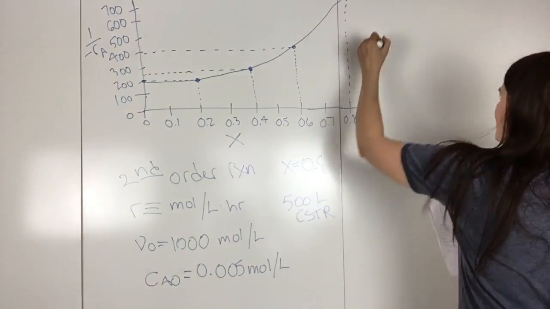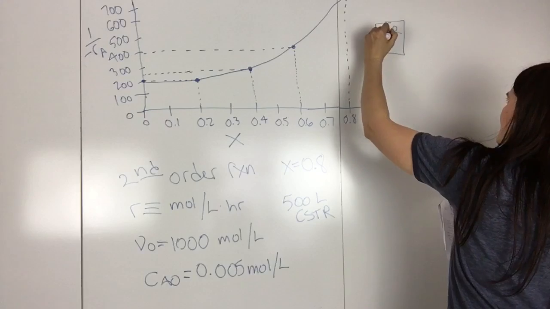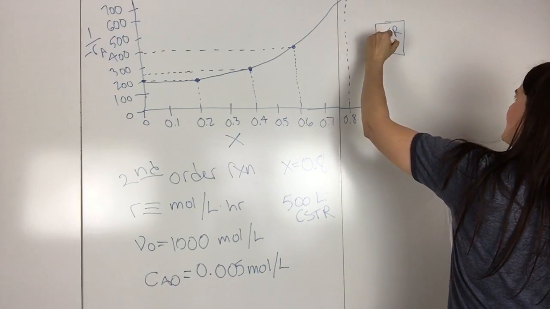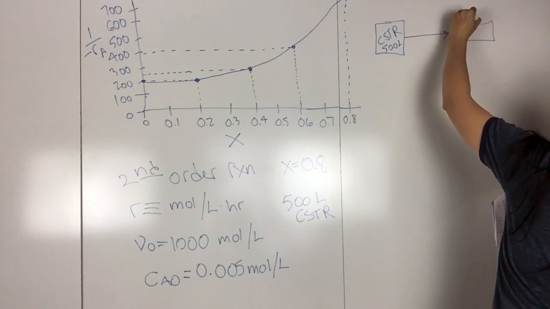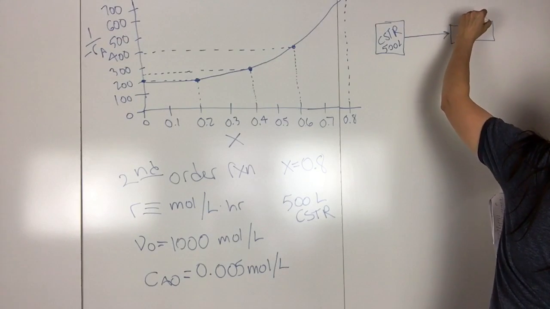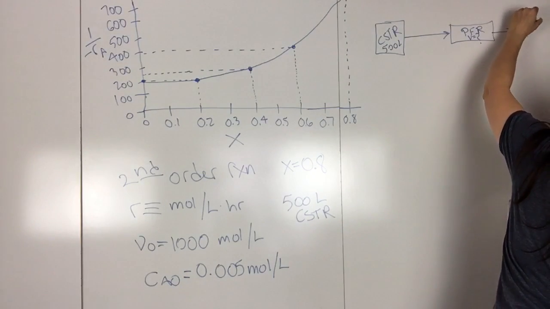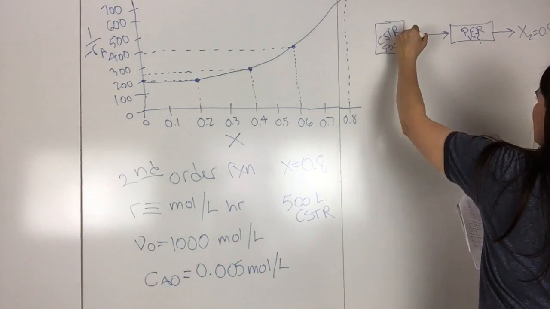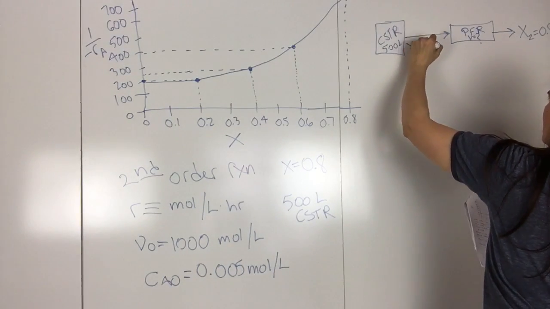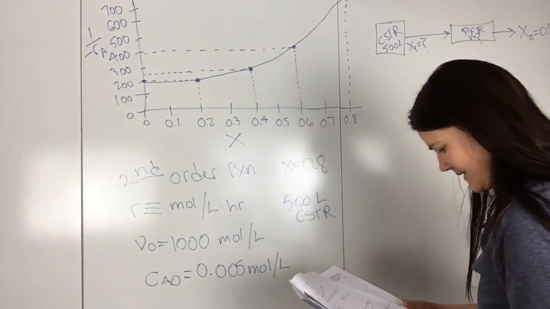So we would end up with something like this. We have a CSTR that's 500 liter, and then we have a PFR, and we need to find the volume of that PFR.